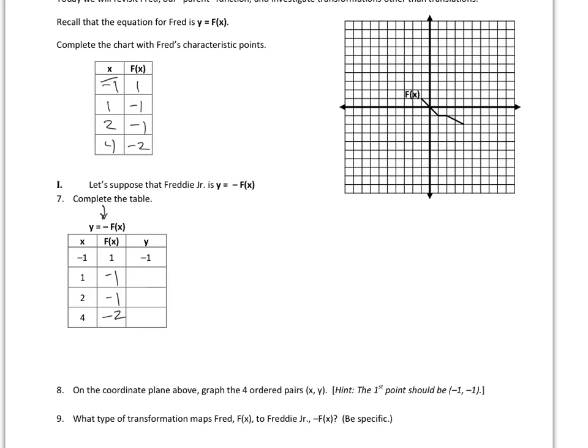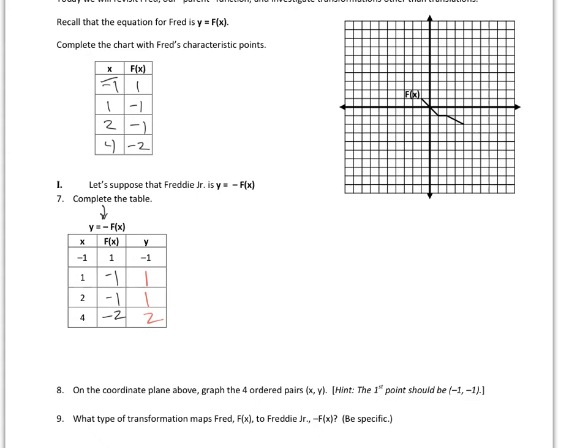So since this negative is occurring outside of the parentheses, that means it's affecting the y values. And so that means that we're going to have some sort of vertical change. All right, so what this negative is going to do, it's essentially telling us to do the opposite of whatever that value is, or multiply by a -1. Either way, we're going to change the sign. So instead of -1, it's now going to be +1. Instead of -1, it's +1. Instead of -2, it's +2.